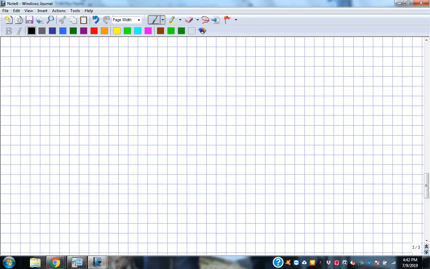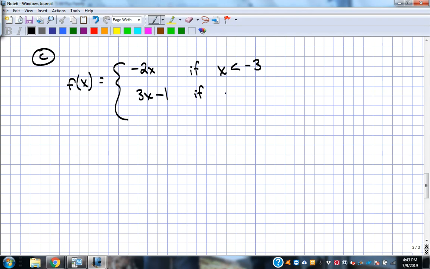Let's do one that's got 3 pieces to it. They don't usually get much bigger than that, so I want to make sure I do one that's got at least 3 pieces in it. So the first piece is going to be, the graph looks like -2x if x is less than -3. And then it looks like 3x minus 1 if the x's are from -3 to +2, including both of those.